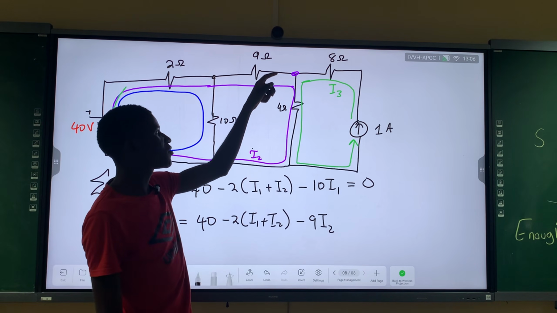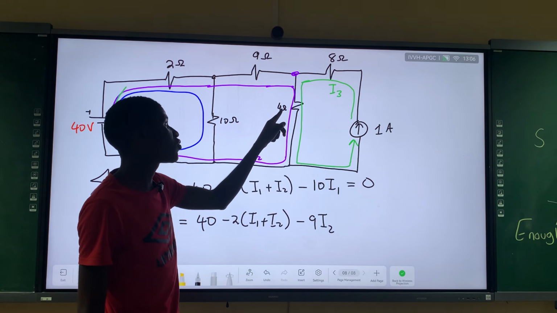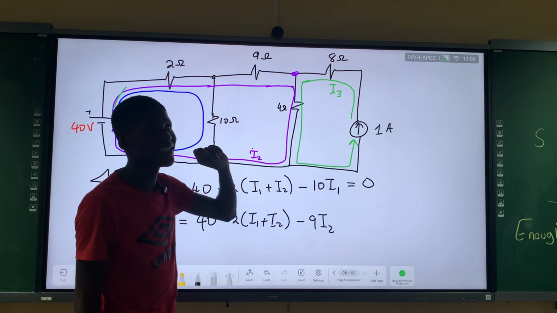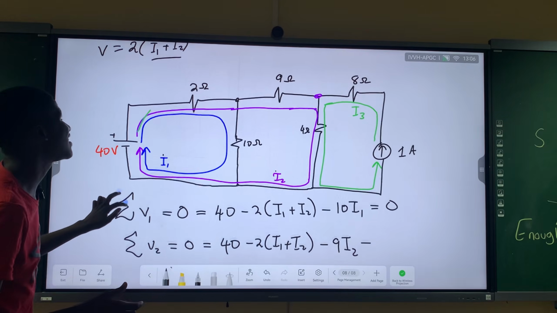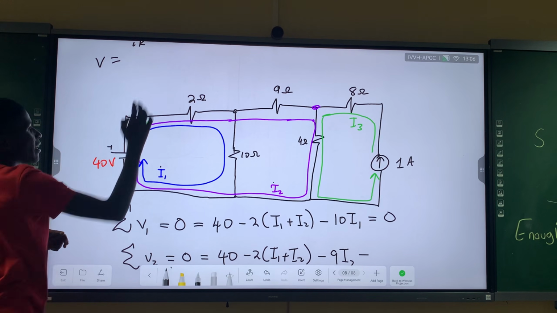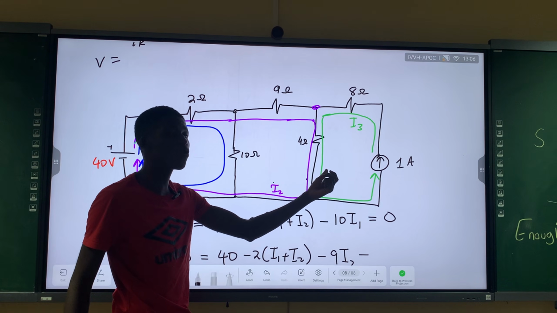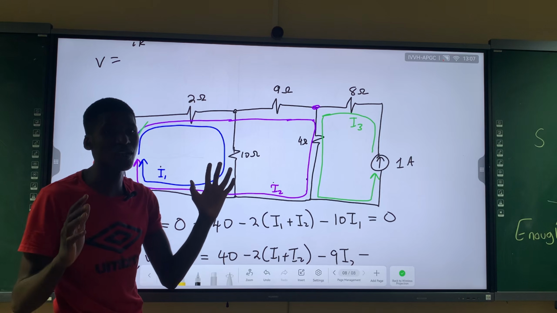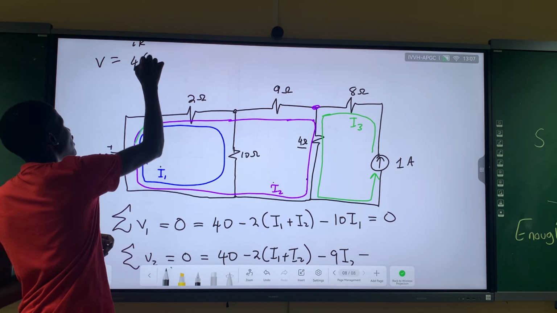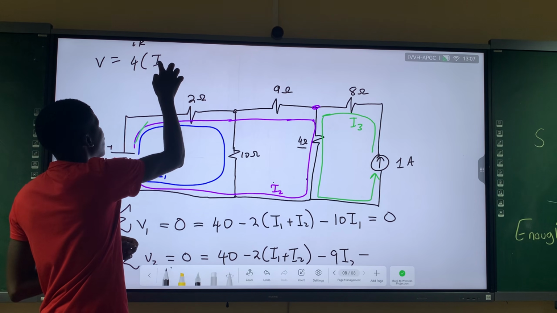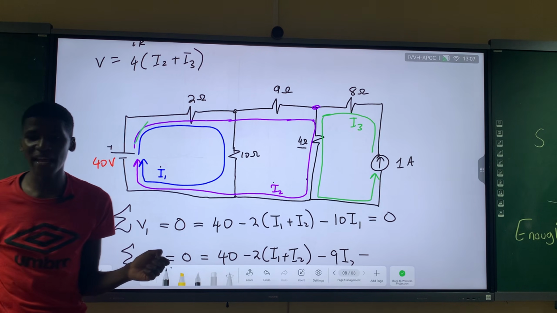And then when we go to this 4 ohms resistor, how many loop currents pass through it? Two: the purple one and the green one, right? To find the voltage, obviously it's going to be a negative voltage. But to find the actual expression, voltage is current times resistance. Our current here is loop current I2 and loop current I3, so we are adding them together and multiplying by the 4 ohms. So this is 4 into I2 plus I3.